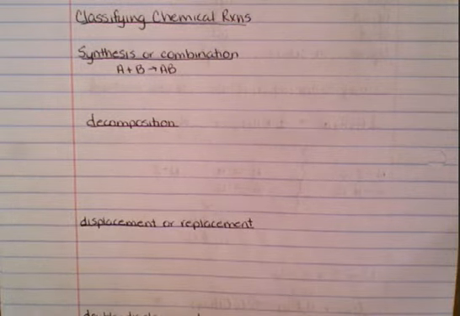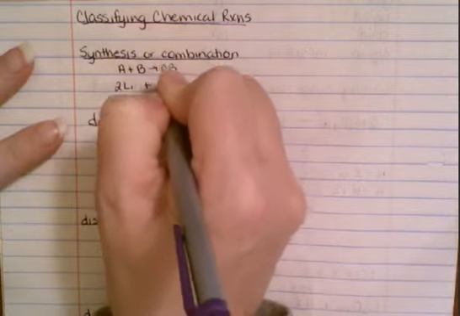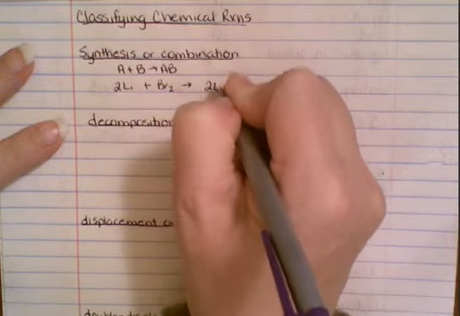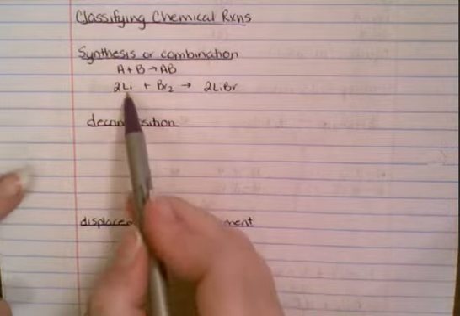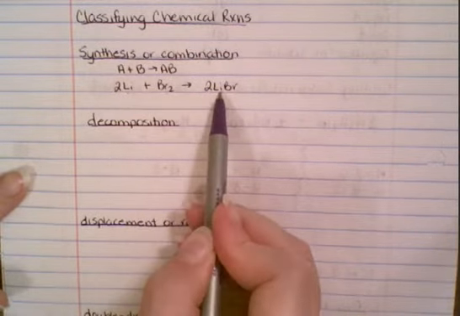So an example of this, of combining 2 elements to form one, would be lithium plus bromine will give us lithium bromide. So we have one thing, and it makes a whole thing. So now we have decomposition.